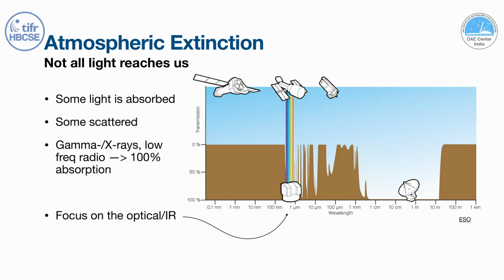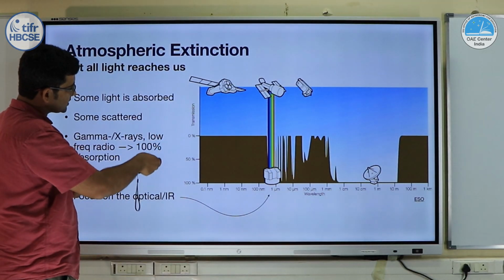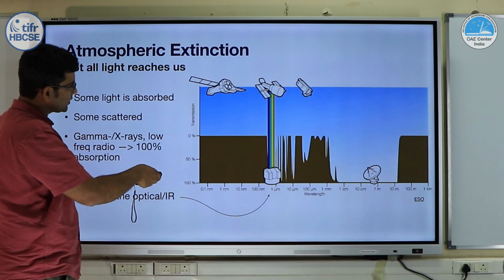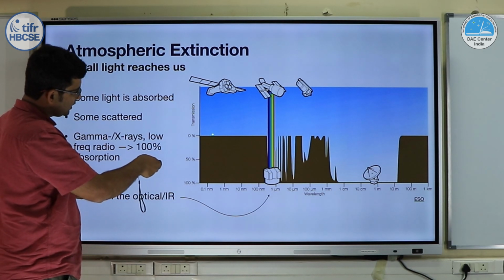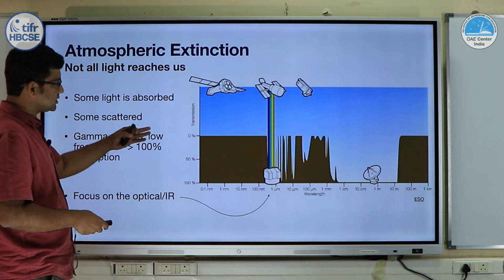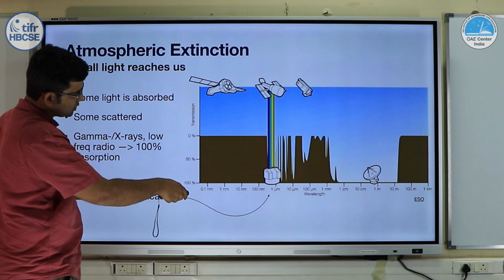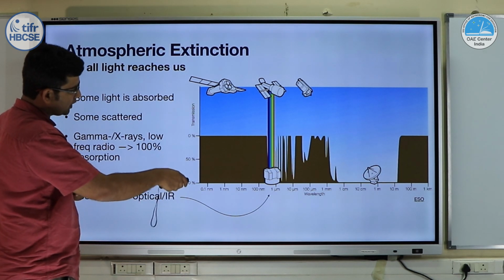This is a plot of atmospheric transmission as a function of wavelength, going all the way from X-rays to radio, and you might have seen this plot before. Most of the X-rays are absorbed at the top of the atmosphere, so none of the light reaches the earth. This is a plot of the transmission: 0% of the light reaches the ground. In visible, most of the light reaches the ground, and you can have telescopes on the ground as well.